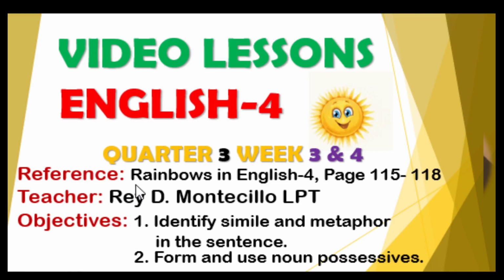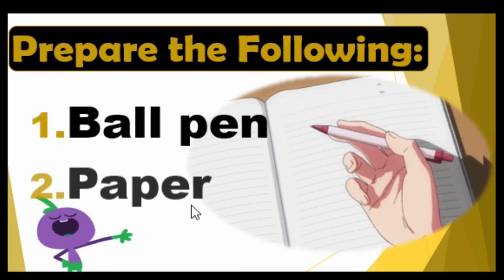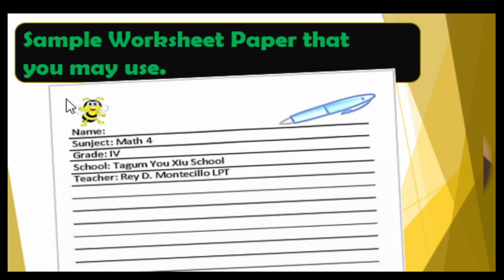The reference that I am using from Rainbows in English 4 can be found on page 115 to 118. Your teacher, Mr. Ray D. Monticelli. We have our following objectives. First, identify simile and metaphor in the sentence. Number 2, form and use noun possessives. Please prepare the following: your ball pen and paper. This is a sample worksheet paper that you are going to use.